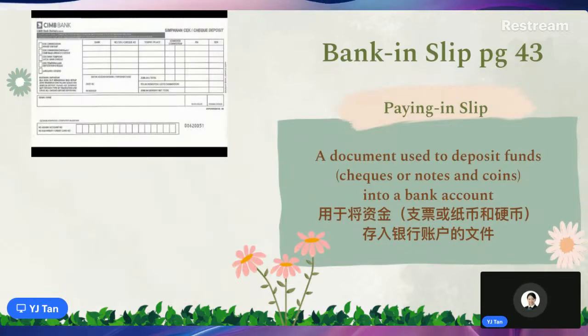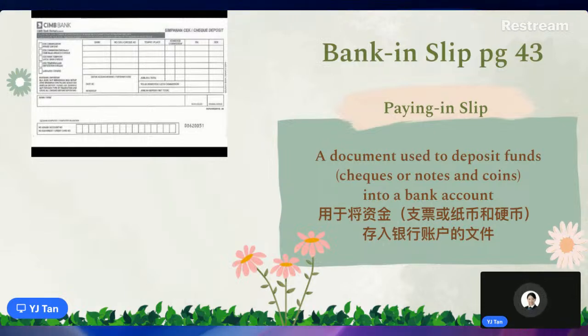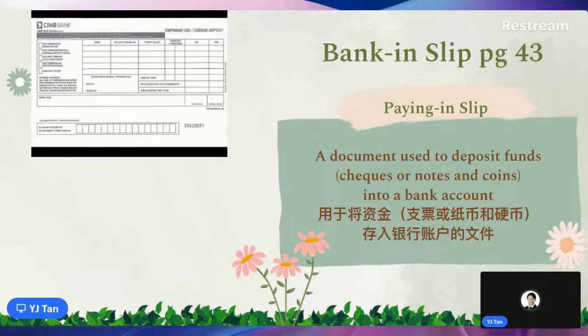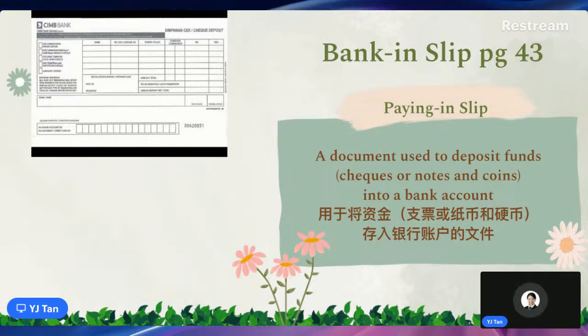Right. The next thing is after you got the check, you maybe want to bank in the check into a particular bank. For example, just now the example is my bank. So I will take the check all the way to my bank. I want to bank in. And when you want to bank in, you have to get a bank-in slip.